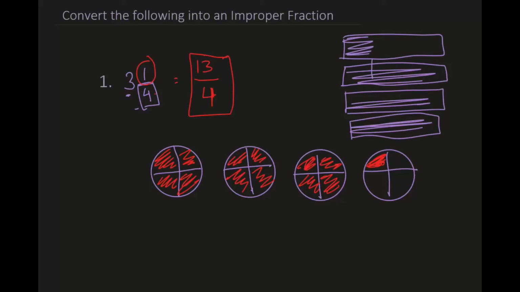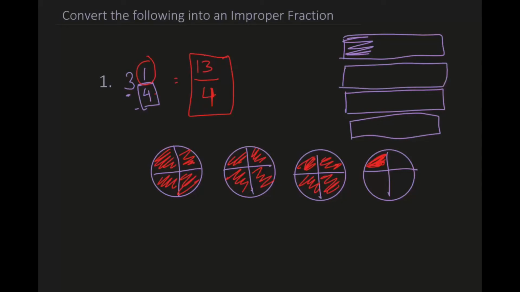So we are going to remove this so we can use the rectangles or the boxes. So we will separate them into 4 pieces. So 1, 2, 3, 4, 1, 2, and 3, 4. Now we will shade them.